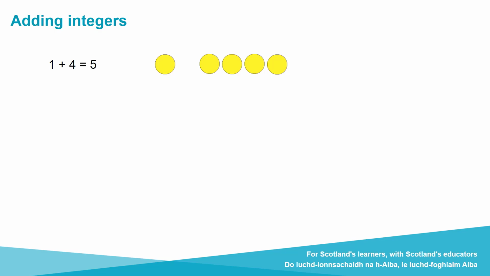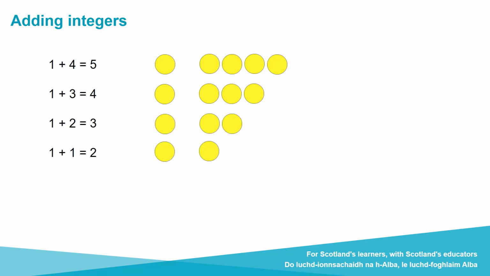The double-sided counters are yellow on one side and red on the other, and the convention is generally that the yellow side of each counter represents +1 and the red side represents -1. So here we've got 1 counter and 4 more, making 5, something obviously very familiar for learners. 1 and 3 more makes 4, 1 and 2 more makes 3, 1 and 1 more makes 2, and then we have the additive identity. 1 add 0 makes 1, and again this is obviously all very familiar to learners at this stage.